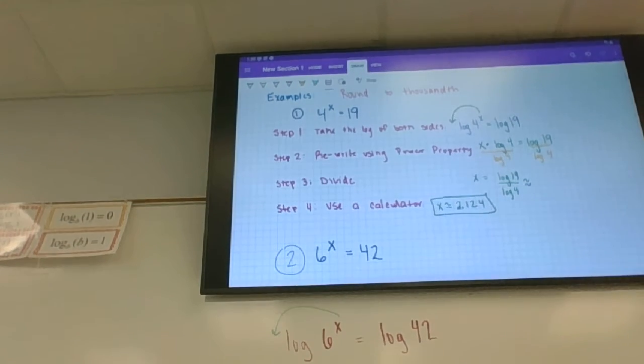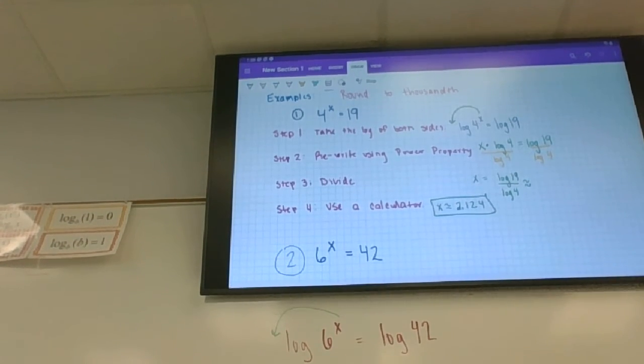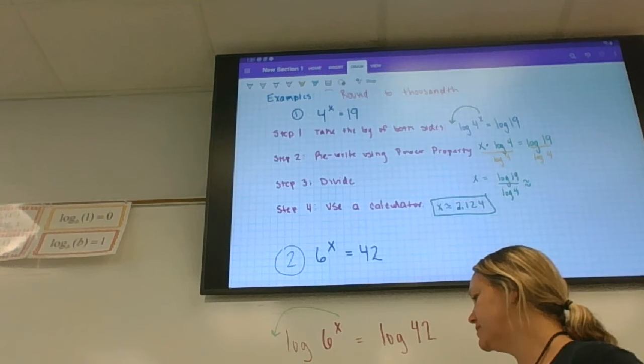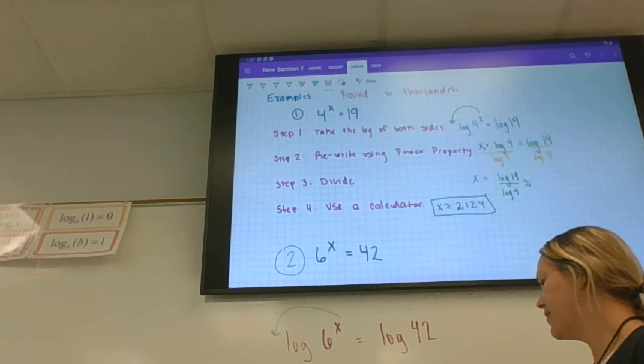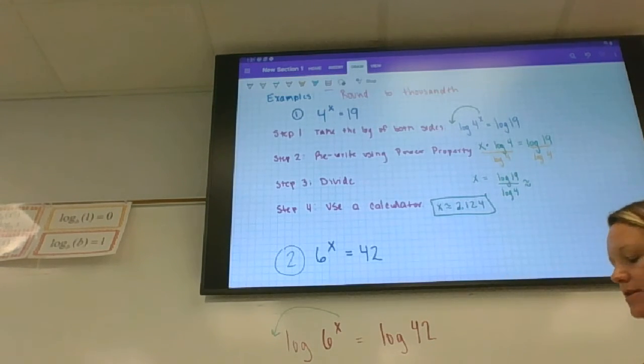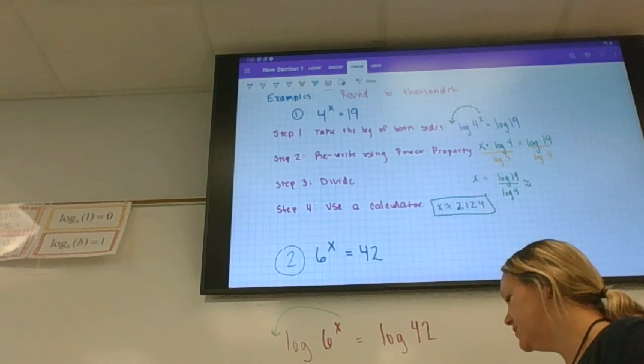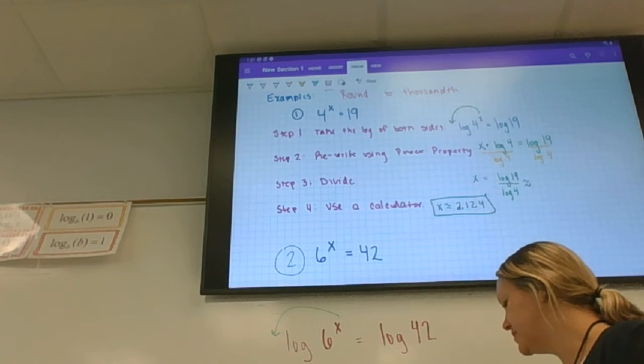Use the power property. Divide to isolate x. Some people will divide 42 and 6. No, that's not good math. Now use a calculator.